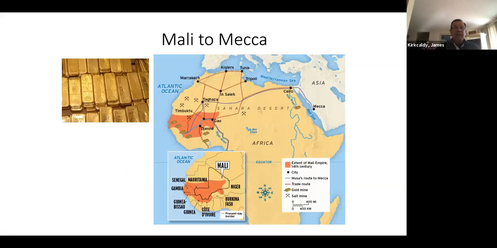Okay. And there's a good example of the trade routes to Mecca. And there's Mecca, the holiest city for Muslims. And there's Cairo in Egypt. And you can see it also goes up here, Algeria and Tunis, where Islamic traders could also eventually bring it into Europe. Okay. This was the basis of their wealth, gold and salt.